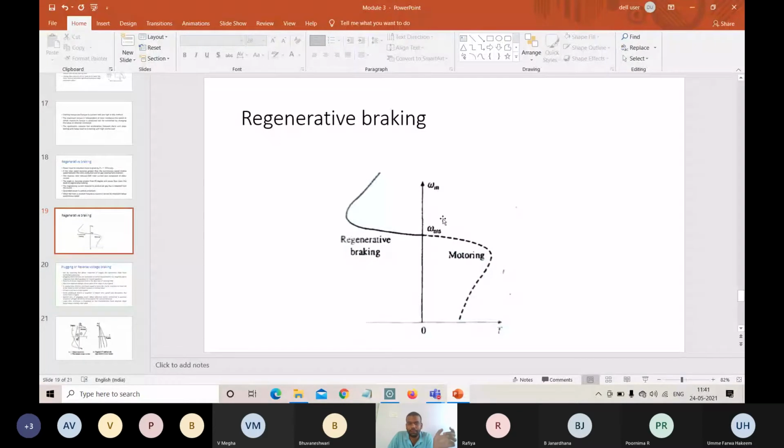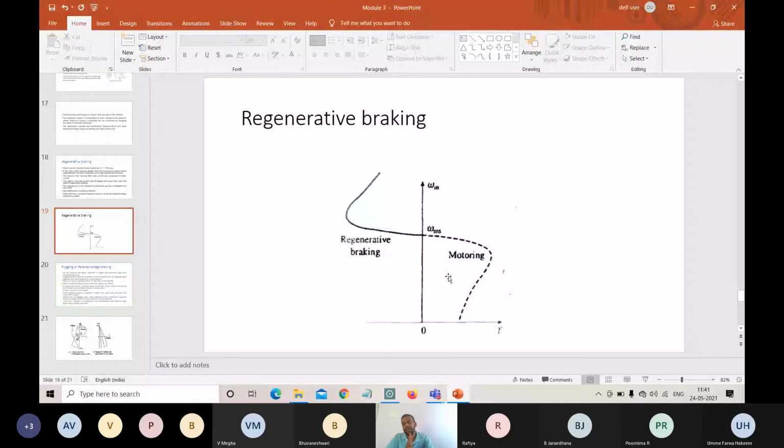Omega ms is nothing but the synchronous speed. So whenever the rotor speed is greater than the synchronous speed, the regenerative action takes place. So this is the speed torque characteristics of regenerative braking.